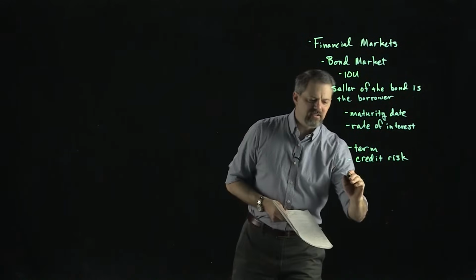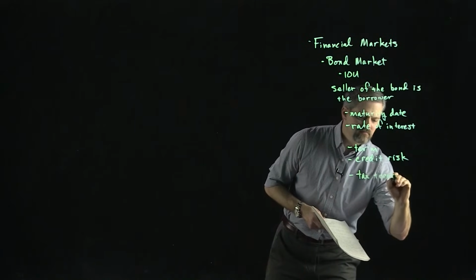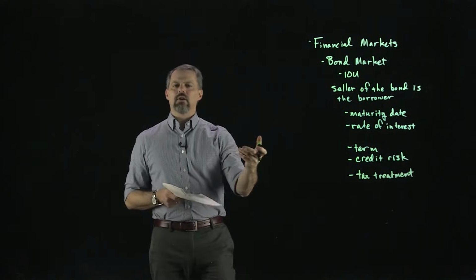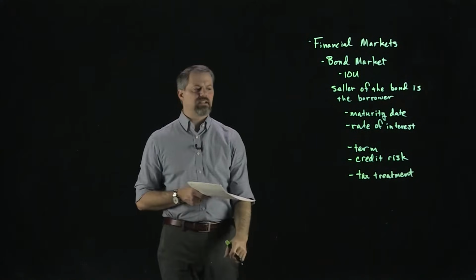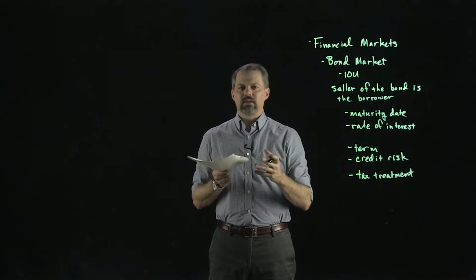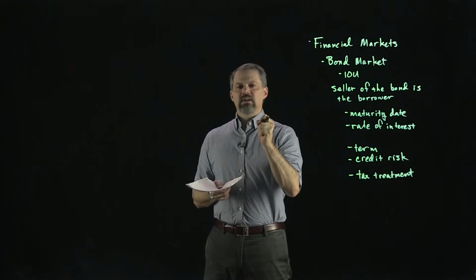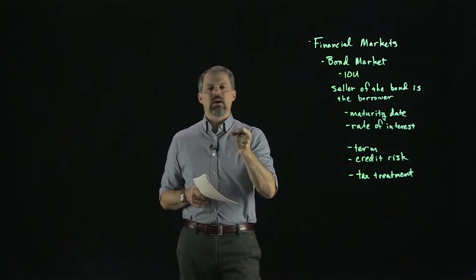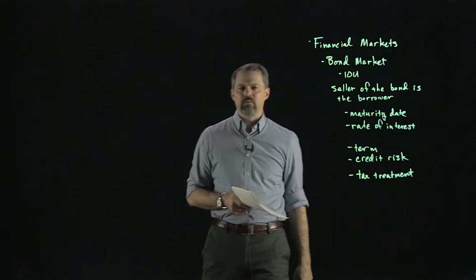And then the last characteristic of a bond would be the tax treatment. So the federal government is going to treat any income that you earn from a bond, any interest income that you earn, as taxable income. One exception to that would be a municipal bond. Municipal bonds are typically going to be tax-free. That gives those municipal bonds a bit of an advantage over other types of bonds. And because of that, the municipal bonds, all other things equal, have a little bit lower interest rate because they have this favorable tax treatment.